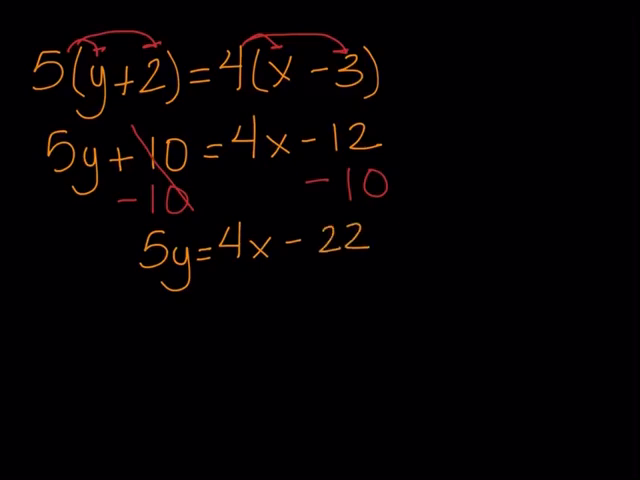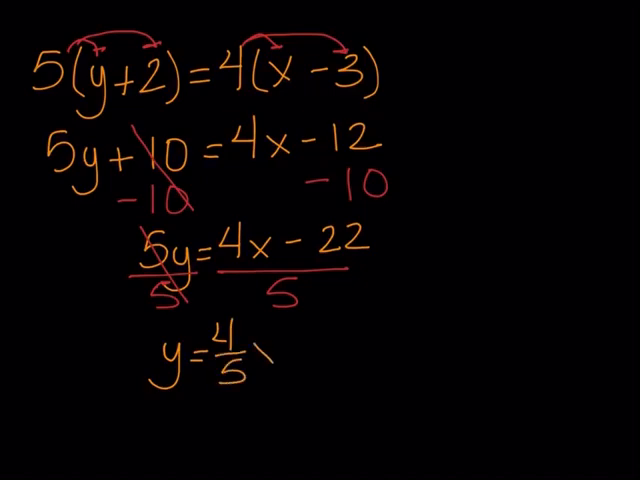be negative 22. Now we still got to get y by itself, so we have to divide by 5 because 5 is connected to y by multiplication. And whatever we do to one side, we do the exact same thing to the other. So 5 divided by 5 is going to be y, and then we have 4/5 x minus 22/5.